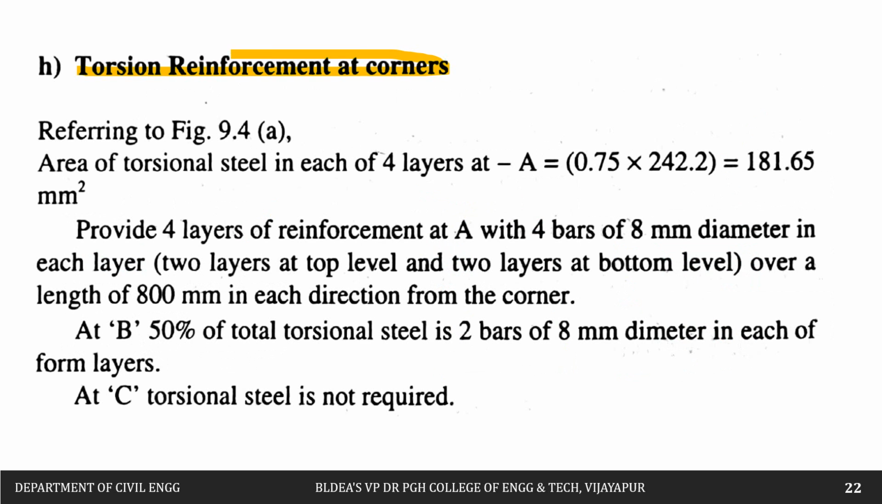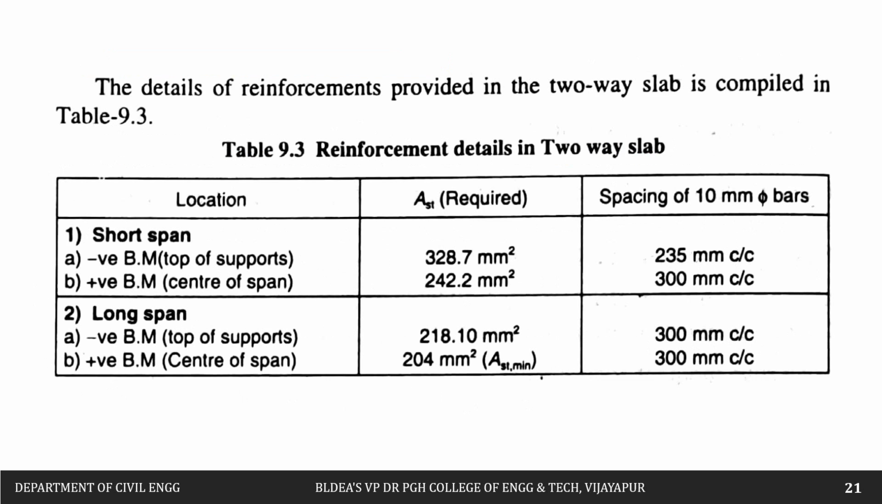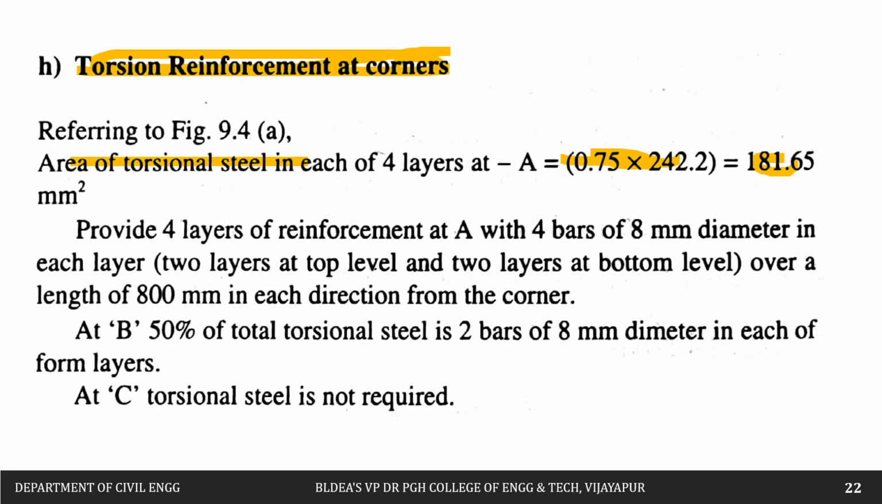Then next, if you are going to calculate the torsional steel at the corners, the area of the torsional steel will be equal to 75% of the area of steel required, that is 242 we have. This is for a positive moment, which will be 181.65. Up to what distance it has to be provided? That is 1 by 5 of the span, that is 1 by 5 of 4 meters, which will be 800 mm. So 800 mm in both the directions we are going to provide the torsional steel.